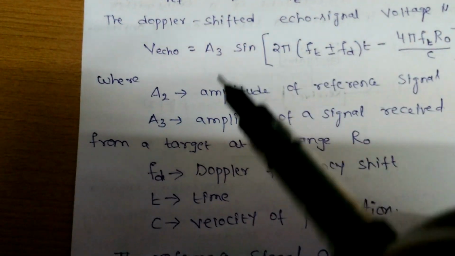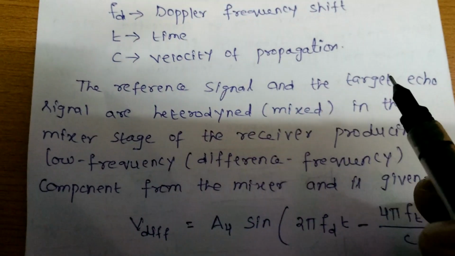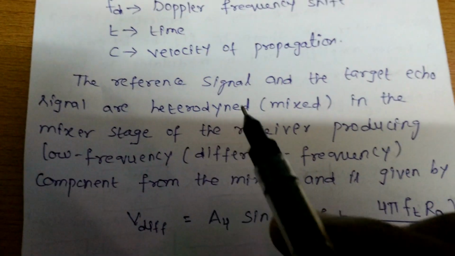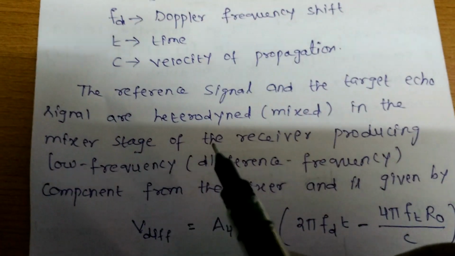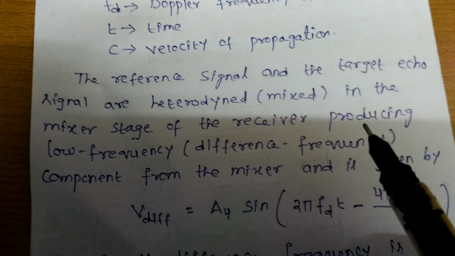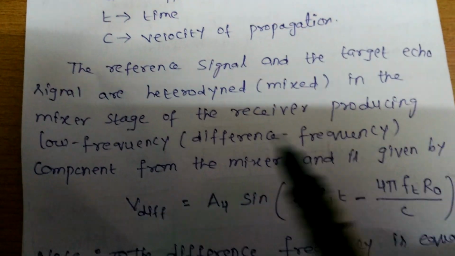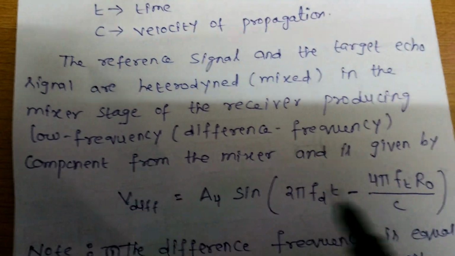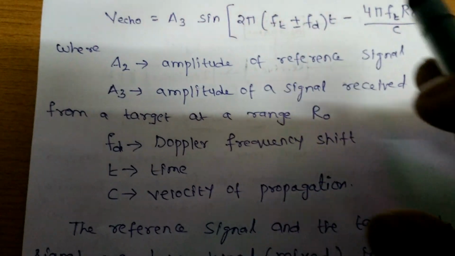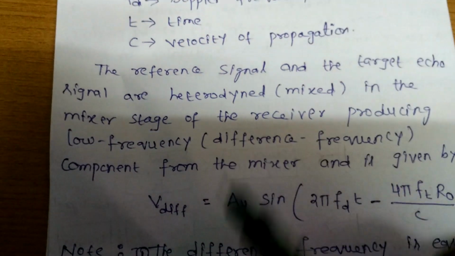We have to pass the reference signal and the target echo signal to the mixer. That means the heterodyning operation. Heterodyning is nothing but mixing of frequencies in the mixer stage of the receiver, producing a low frequency, that means difference frequency components, from the mixer. And from the mixer we are going to present this type of output. Is it clear? This part, 4 pi F0 R0 by C, is not disturbed. Why? Because it is a range. Is it okay? This is a mathematical analysis.